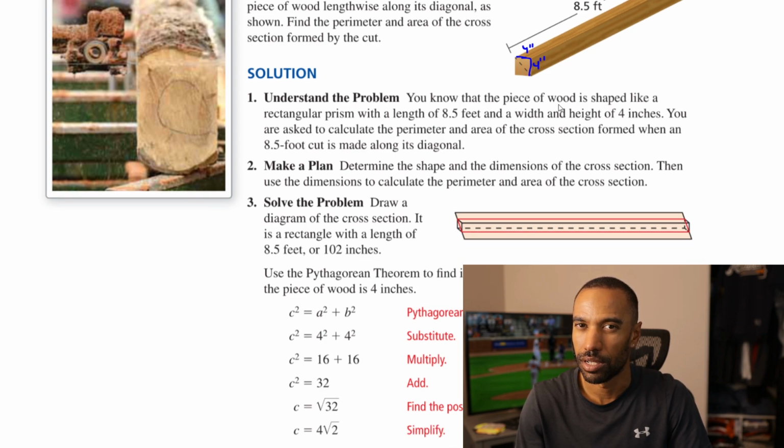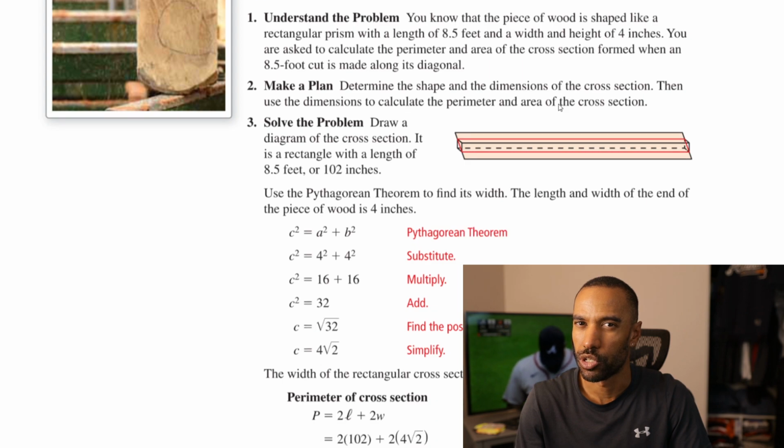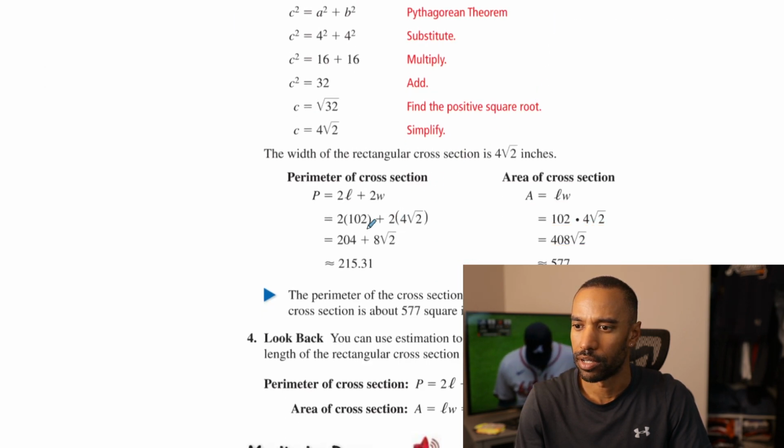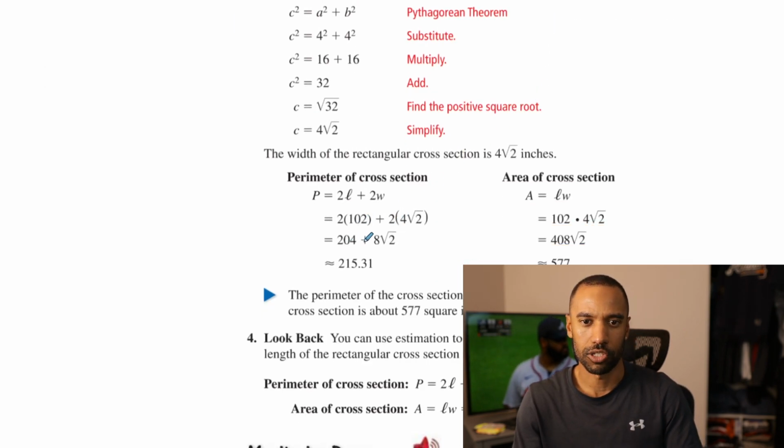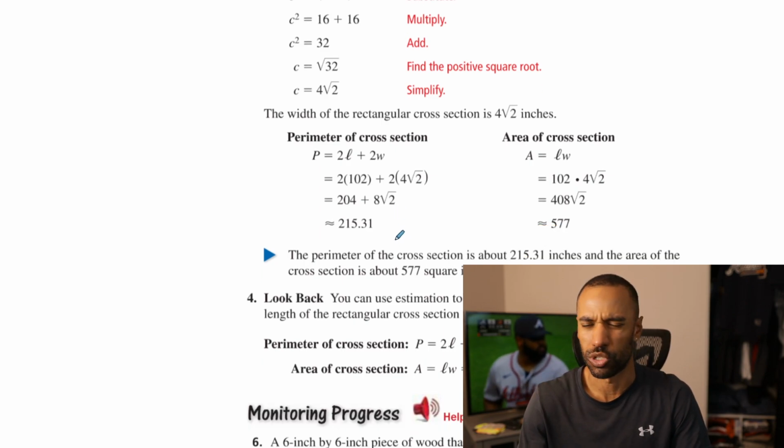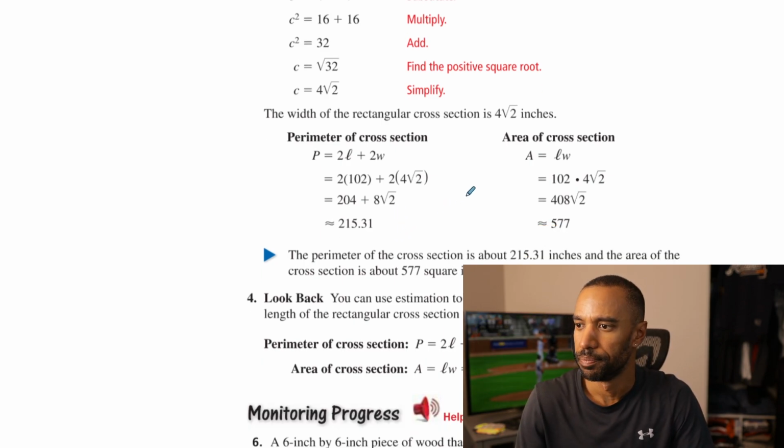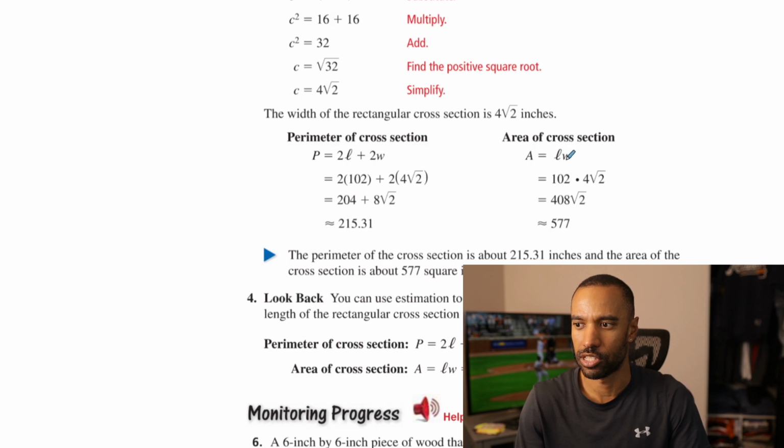Is it 100? No. 102? I don't know what it is. Yeah, 102. Double that is 204. So 204 plus 8 root 2. I got to be very careful when it comes to units. They also said find the area, it's length times width, 102 inches times 4 root 2 inches.